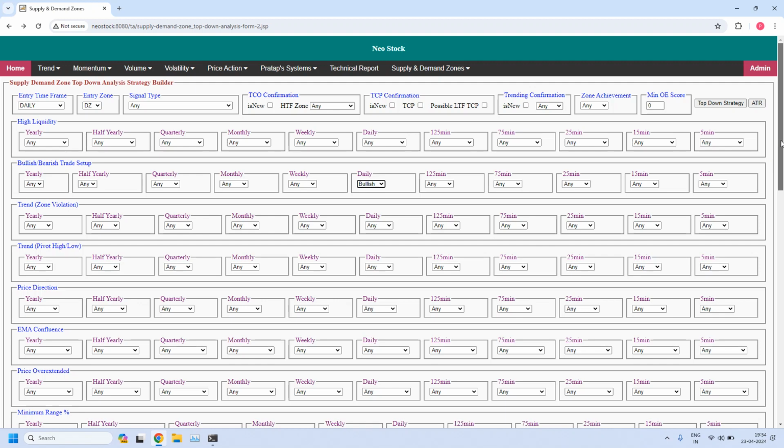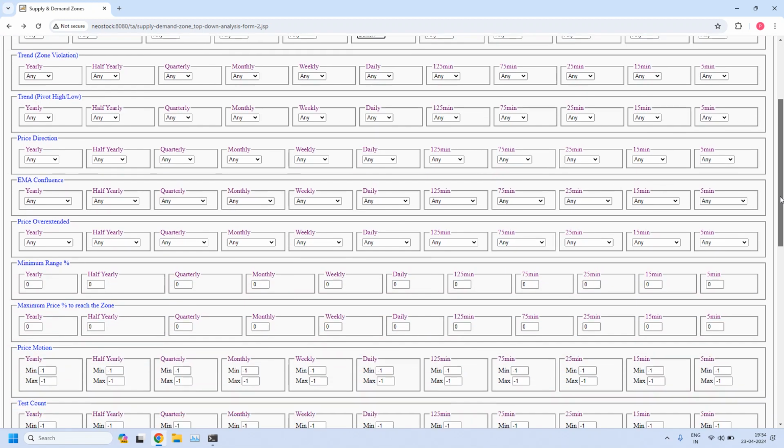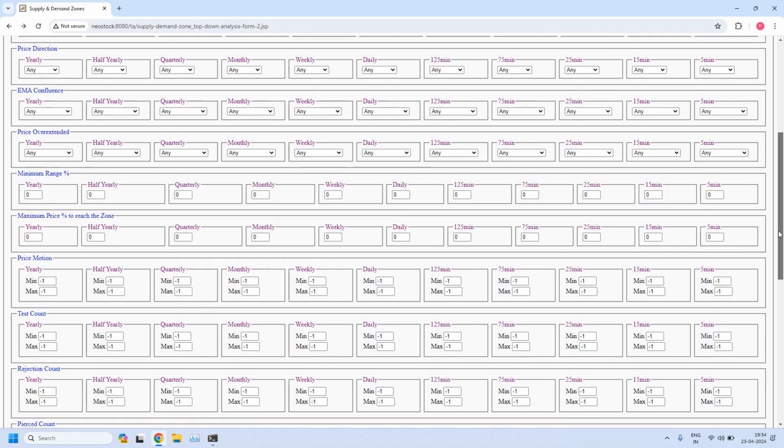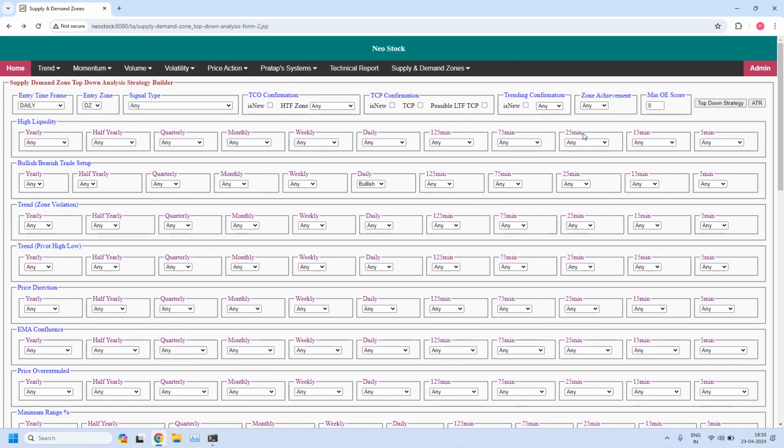We don't want any pierced zones for our demand zones, because entry zone is demand zone. So there is a parameter pierced count, in daily time frame, this is entry time frame. Set minimum value 0, maximum value 0, indicates pierced count should be 0. Pierced count 0 means the zone is not pierced, which is on demand zone, because our entry zone is a demand zone.